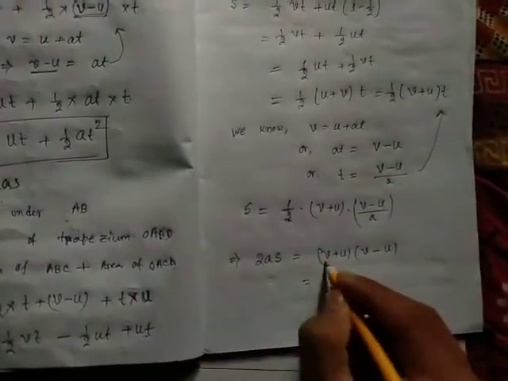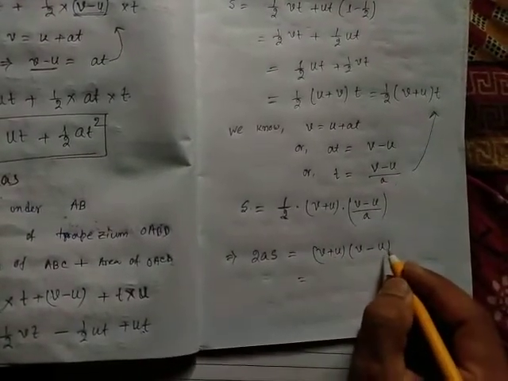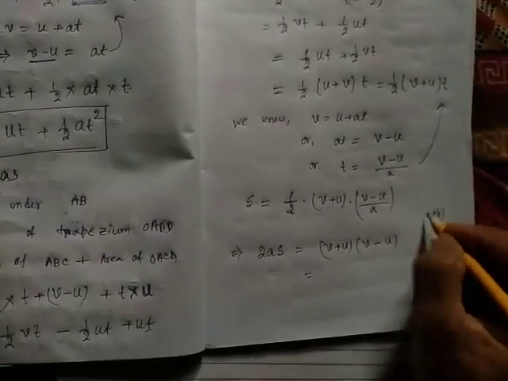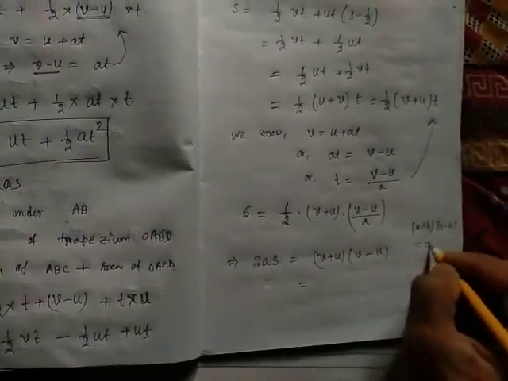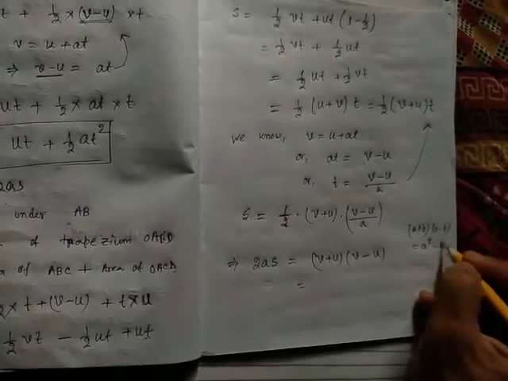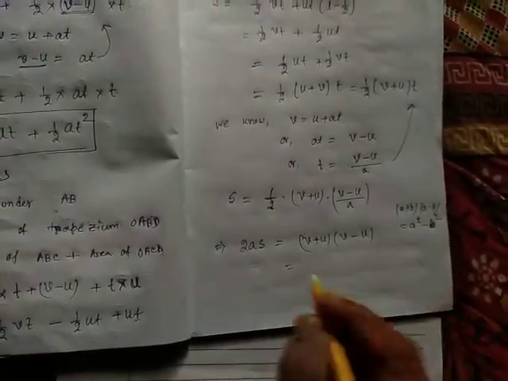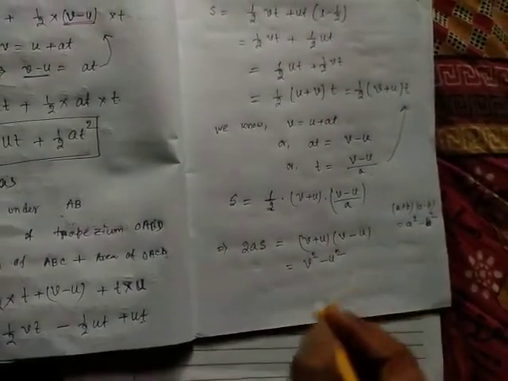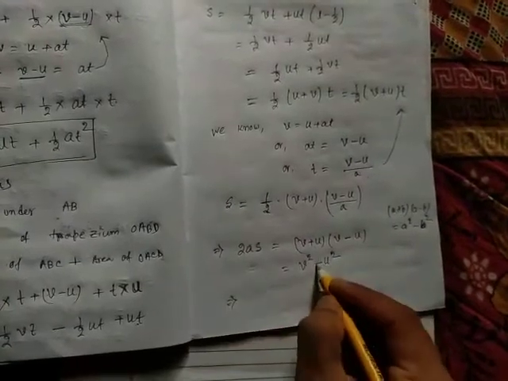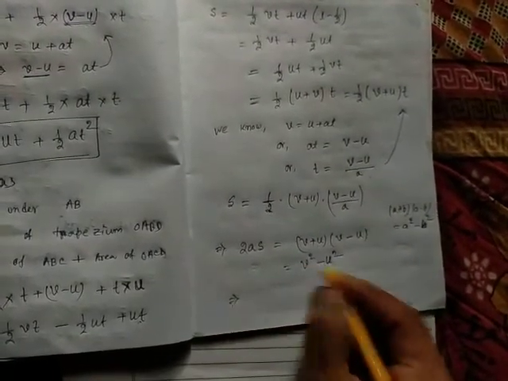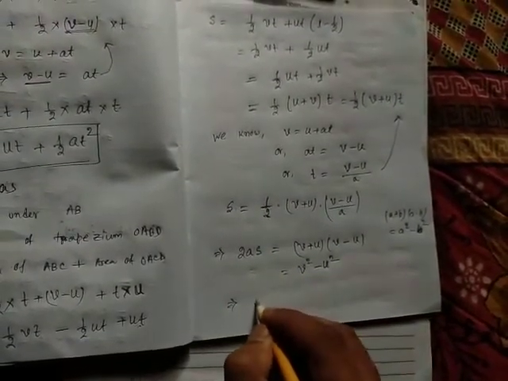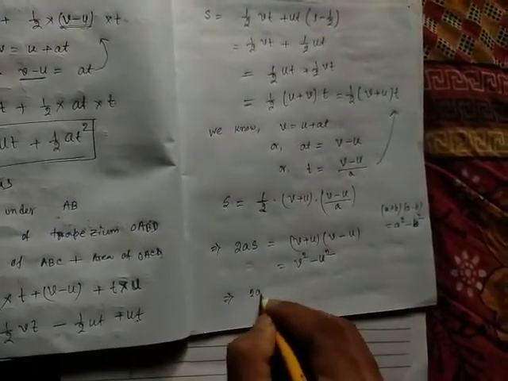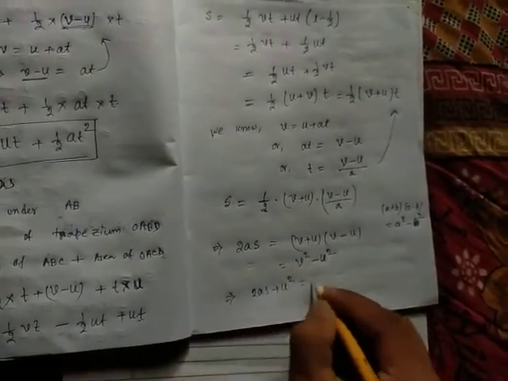v plus u into v minus u. Now you know a plus b into a minus b is equal to a square minus b square, formula. So v plus u into v minus u is equal to v square minus u square. Now change the position of u square; it is minus, so on this side it will be plus. So 2as plus u square is equal to v square.